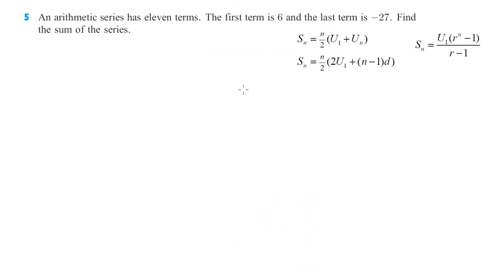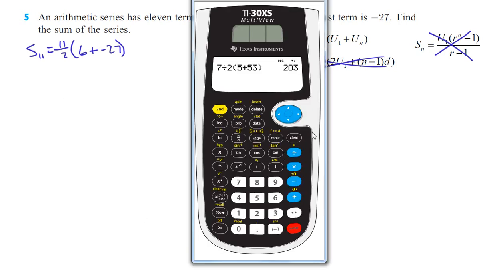Next one, number 5, arithmetic series, not geometric, so we'll get rid of that. It has 11 terms. First term 6, last term's negative 27. Find the sum of the series. So we know the first and the last term, so let's use this one here. So the sum of the first 11 terms is going to equal 11 over 2, right? All times the first term, which is 6, plus negative 27 for the last term, and away we go.